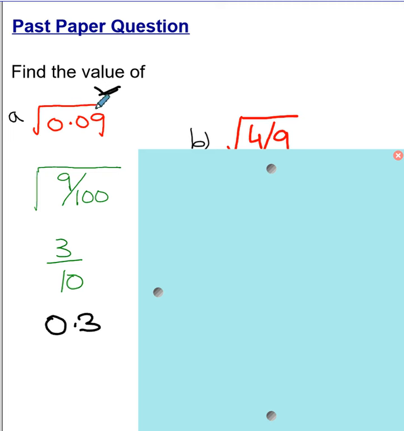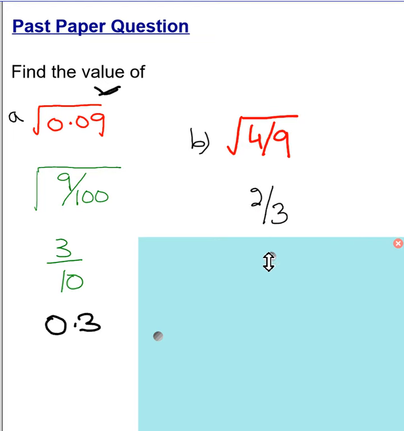If you can do it mentally, that is fine, but mostly in my experience, students make mistakes when they find the square root of a decimal number. So the best way is to change them into fractions and then solve it. Similarly, if you have to find the square root of 4 over 9, the square root of 4 is 2 and of 9 is 3. So your answer will be 2 upon 3.